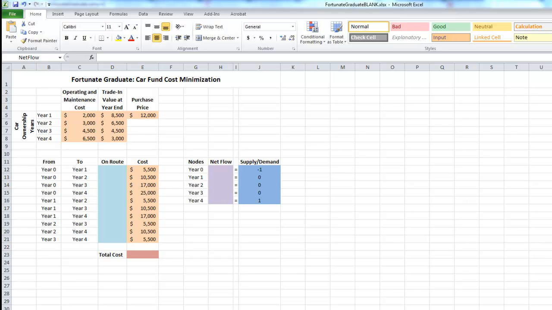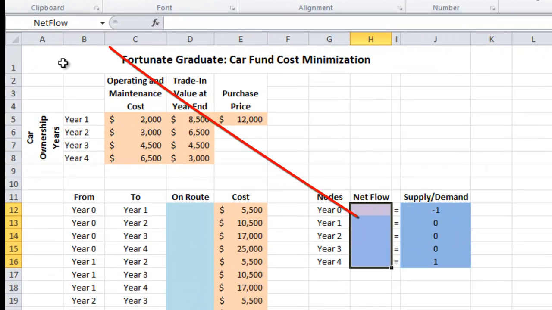Now, to keep the video length reasonable, I've gone ahead and built certain features into the spreadsheet. Most notably, I've selected certain cell regions and given them unique names. What I mean by that is if we go into the net flow column, which is the column of purple cells on the right hand side, if you look in the top left of our spreadsheet, it will say net flow. That's because I have named that region of cells net flow, and that makes them easier to work with in formulas and in our solver at the end of our video.